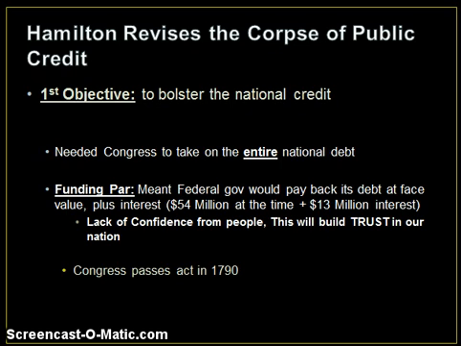The problem is there's a lack of confidence from the people. We see this lack of trust because the government bonds that were issued at this point in time were only getting about 10 to 15 cents a dollar. That obviously shows a lack of confidence. The hope that Hamilton has is that by building the national credit, the federal government will build trust in the nation. Congress is going to pass this act in 1790, so his first objective is passed.